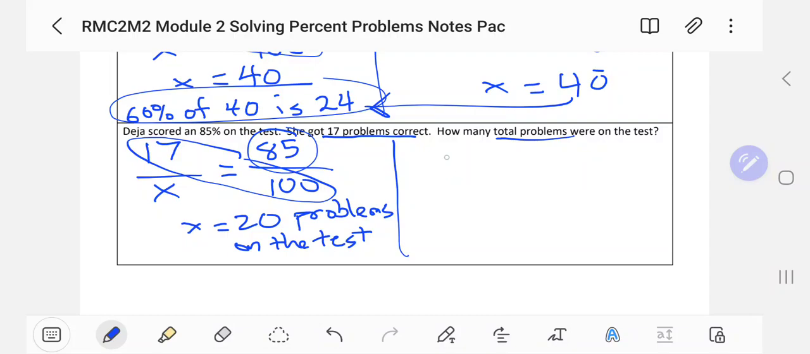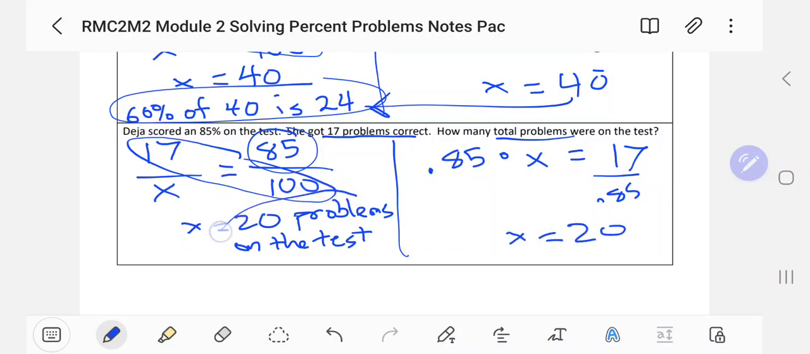Anyway, next problem. So we're thinking, okay, that percent times the whole. We don't know how many problems there were, but we know the result of that multiplication would be 17. So to reverse that, we have to divide by 0.85, and we get 20. All right. There we have it, our next part of our notes.